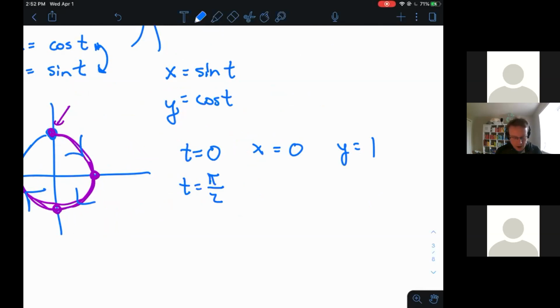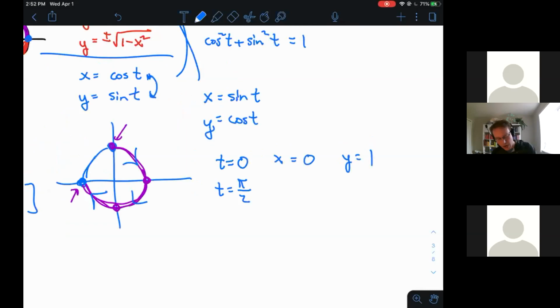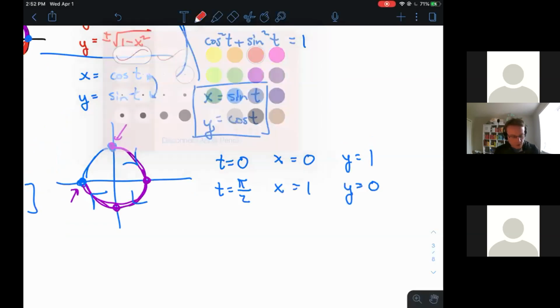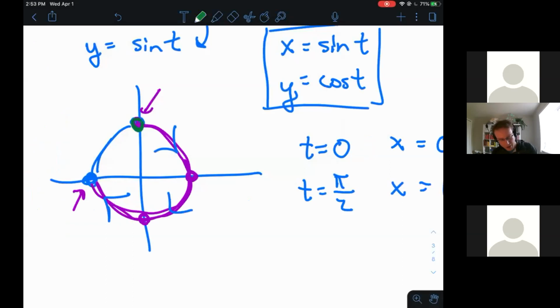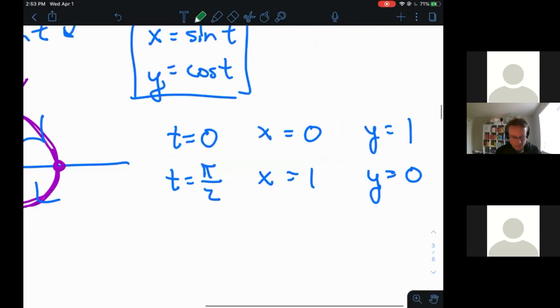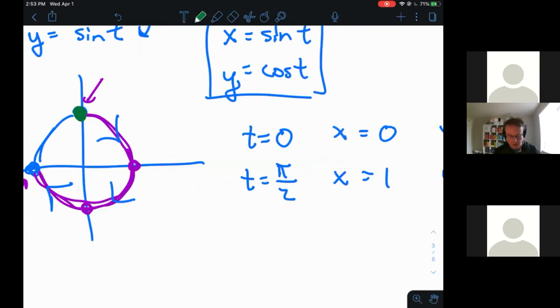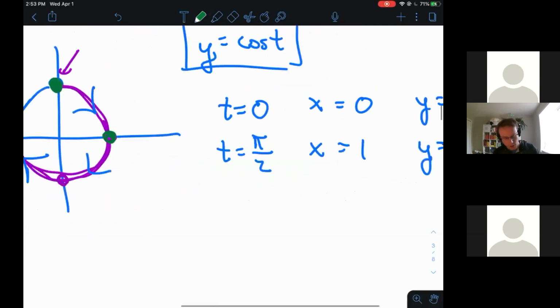So if I plug in pi over 2 into my new x, so x is sine of pi over 2, which is going to be 1. Cosine of pi over 2 is going to be 0. So notice we've started up here, again, I went back to my red pen, at (0, 1). And at pi over 2, we've gone to this point here, (1, 0). So it looks like by swapping these, instead of going counterclockwise, we're now going clockwise.